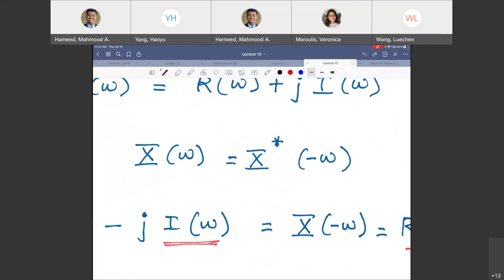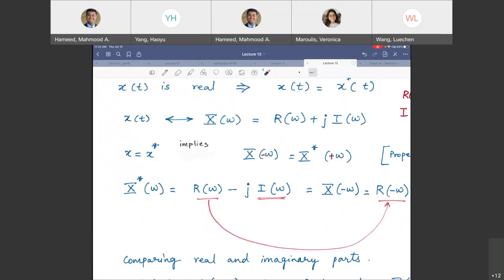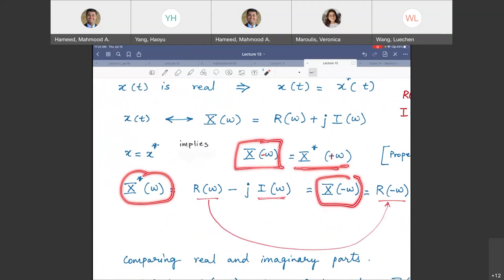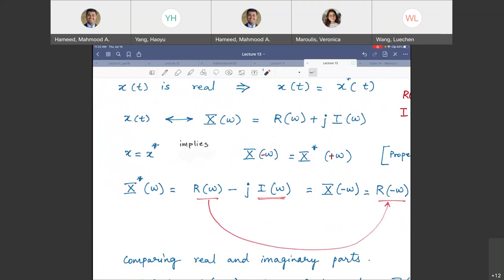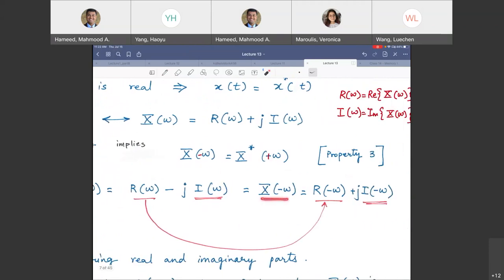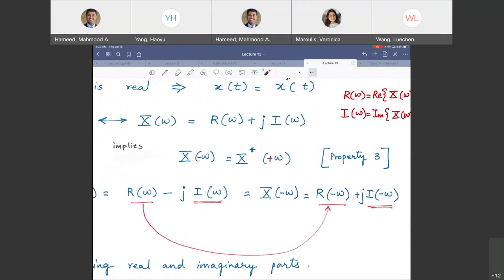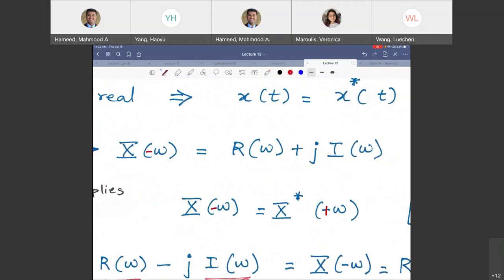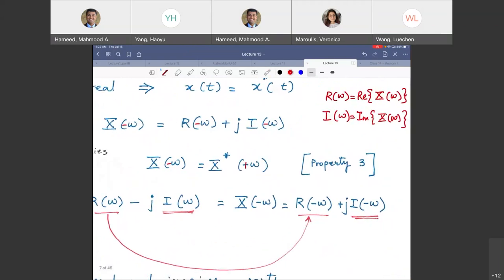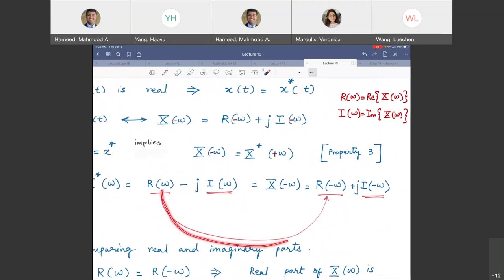Let me do it in a different color so that you can see the change. For x conjugate of omega, I can substitute x of minus omega that I substituted over here. X of minus omega is what? X of minus omega is minus minus r of minus omega plus j I of minus omega. Now you compare the real and imaginary parts. If you compare them, you can see that the real part is even, right? R of omega is r of minus omega.